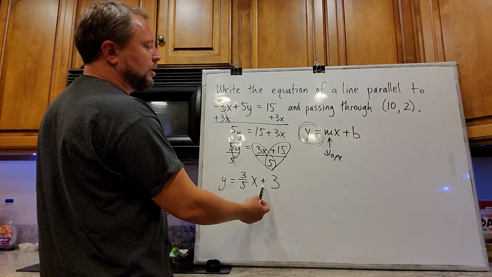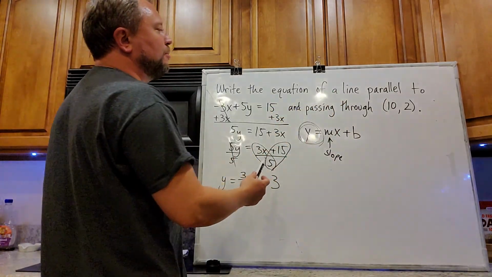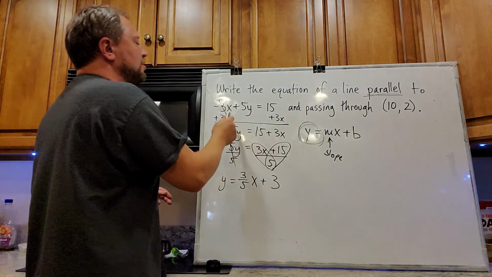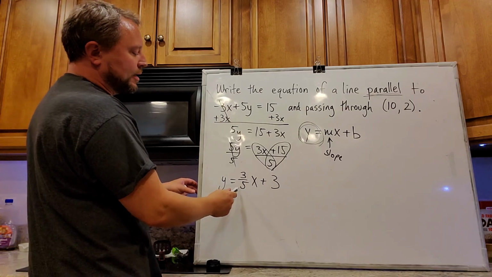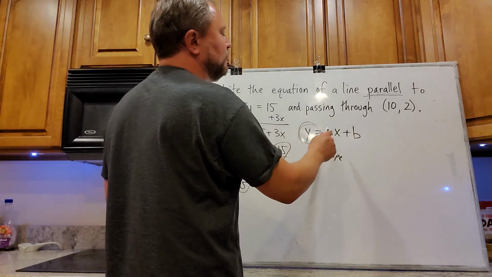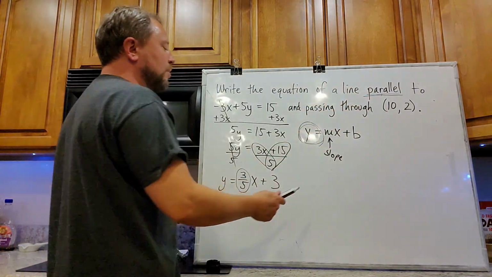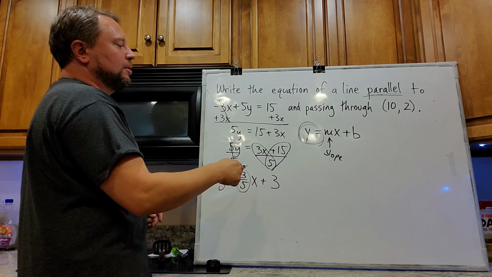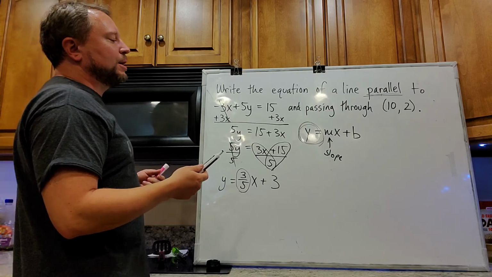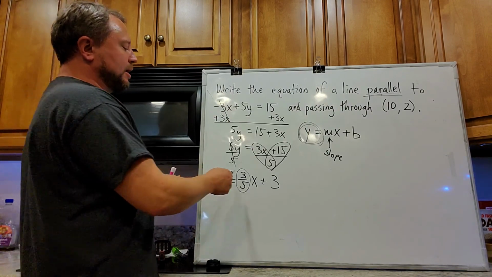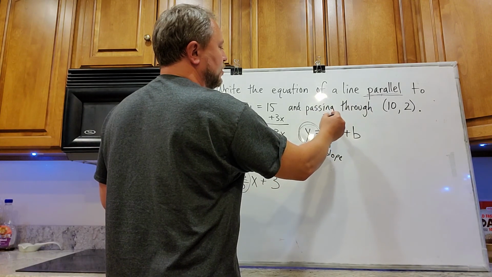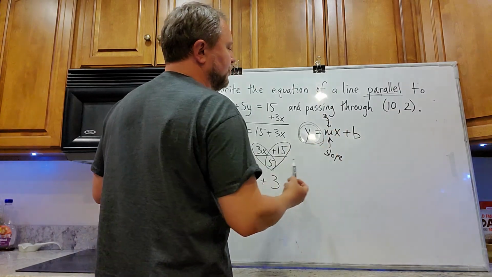Although I will say this 3 plays no part in this problem right now, because all I wanted to do was make sure that I was parallel to this line. And this line has a slope of 3/5. So that means the line that I make parallel will also have a slope of 3/5. In fact, I can take this 3/5 and plug that in here. So I can put a 3/5 in for m.